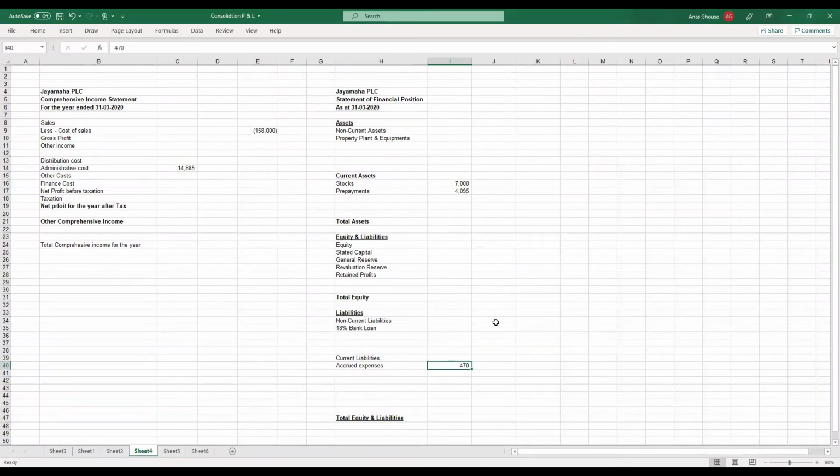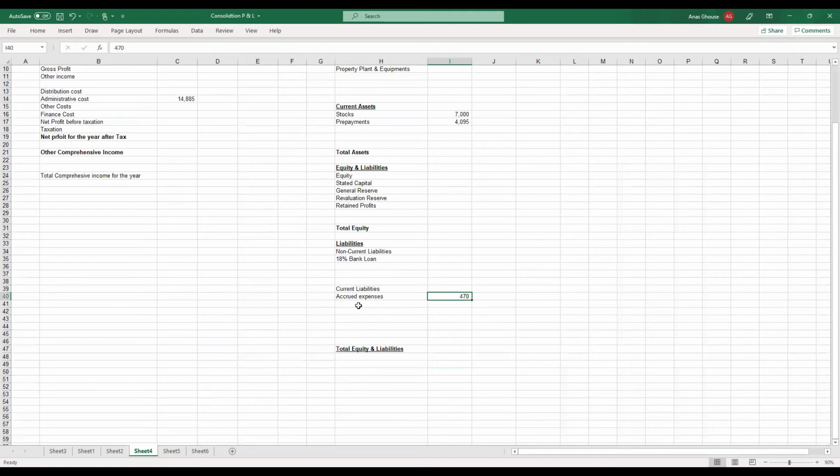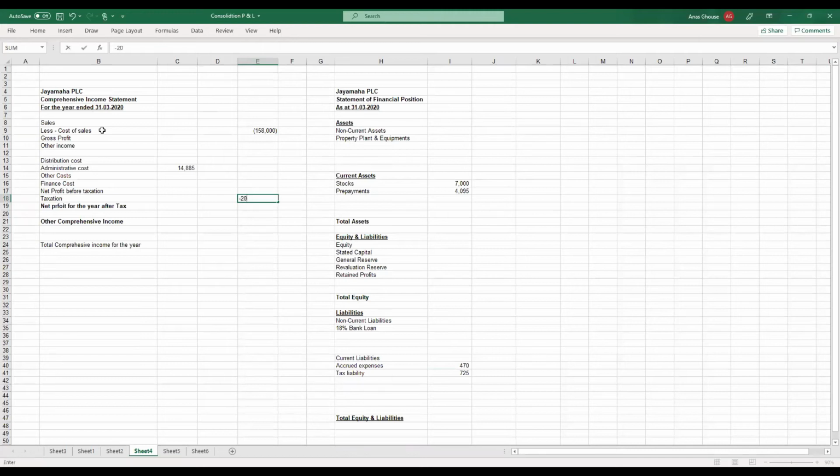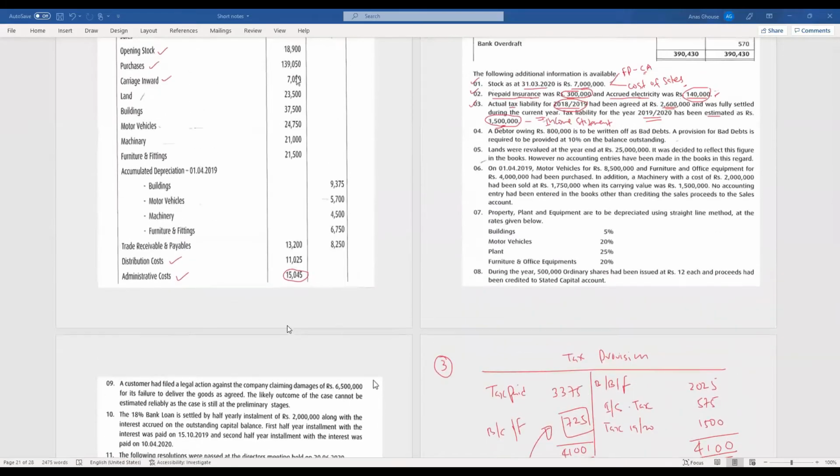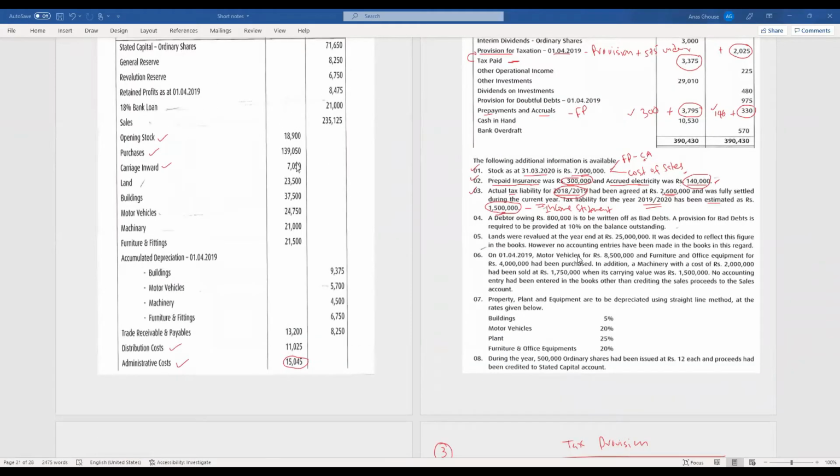If you go to the financial position, under current liabilities, you can say tax liability. We calculated as 725. Then income statement, you can say taxation. This taxation we have already calculated, 2,075,000. So that part also we have updated now. Let's move on to the part 4. Okay, note number additional information 4.